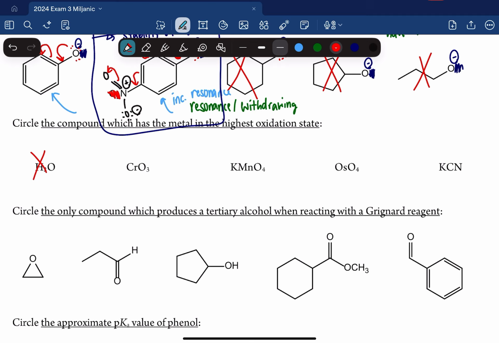Now this here, you can essentially do this two ways. You can look at increased bonds to oxygen, which is what I would do. So CrO3 versus OsO4. This has a 4, this has a 3, so I'll knock out this. KCN does not have 4 oxygens, it has 1 nitrogen, so I'll knock this out.